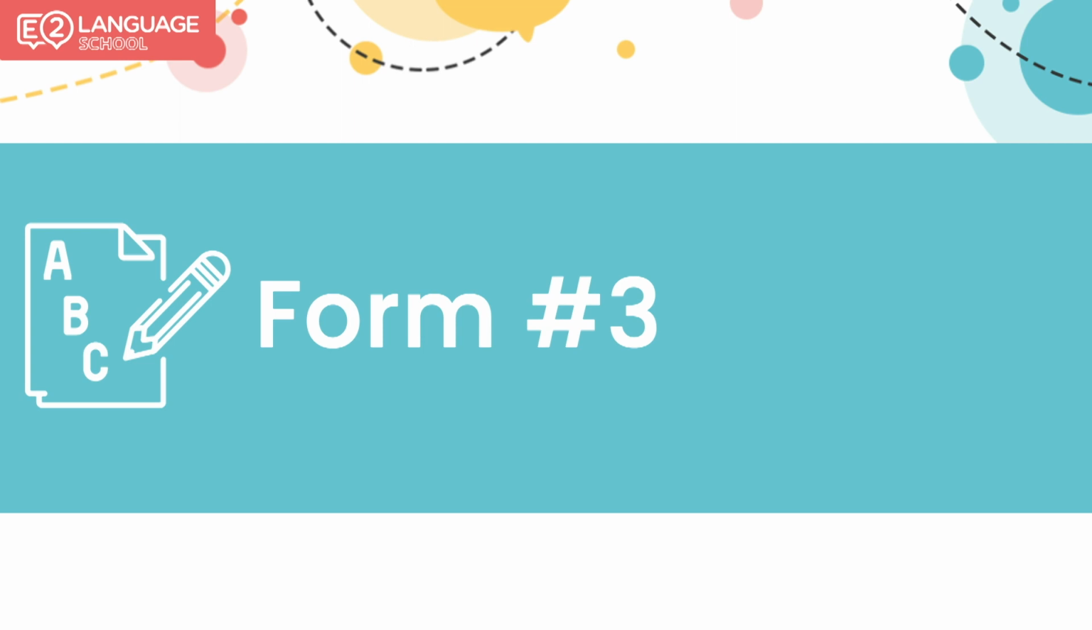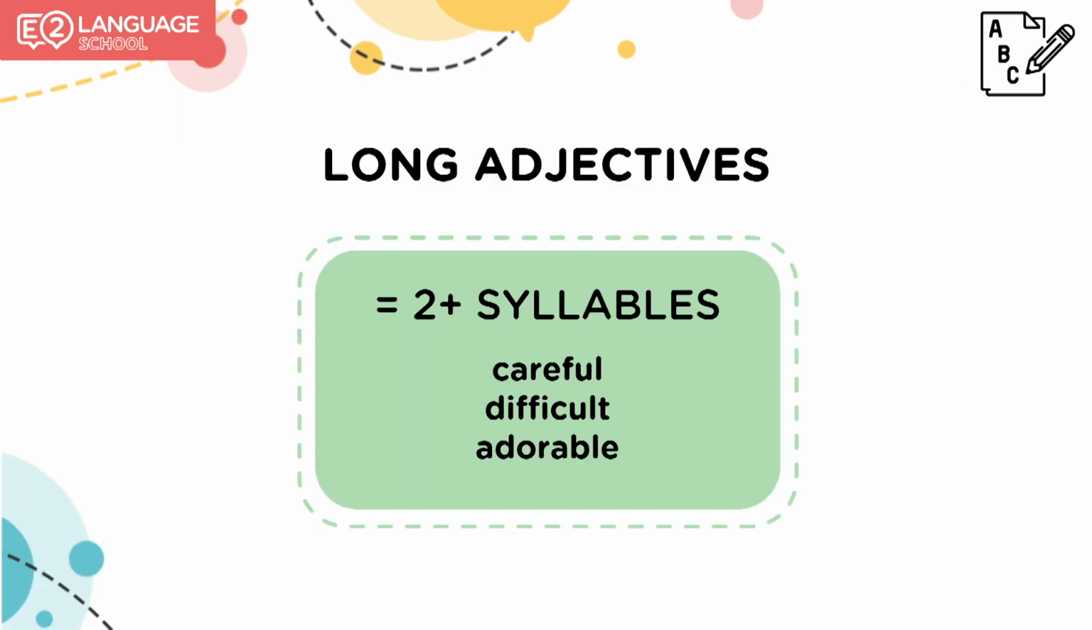Okay, time for our third form. This one is for long adjectives. So this can be 2 syllables, like careful, or 3 syllables, such as difficult, or even 4 syllables. Adorable.